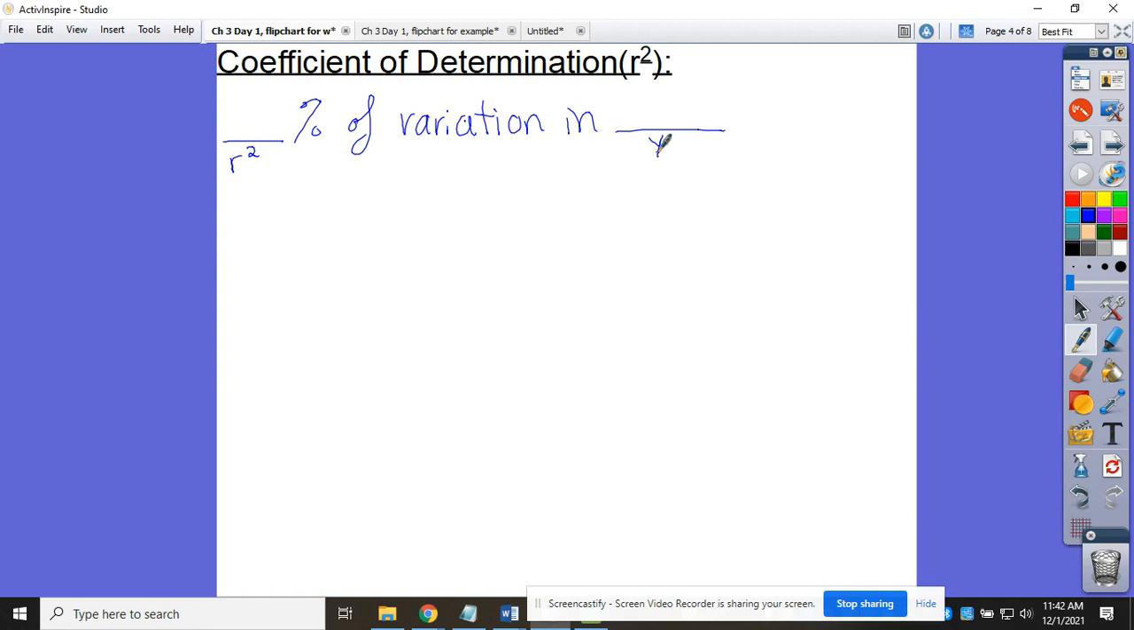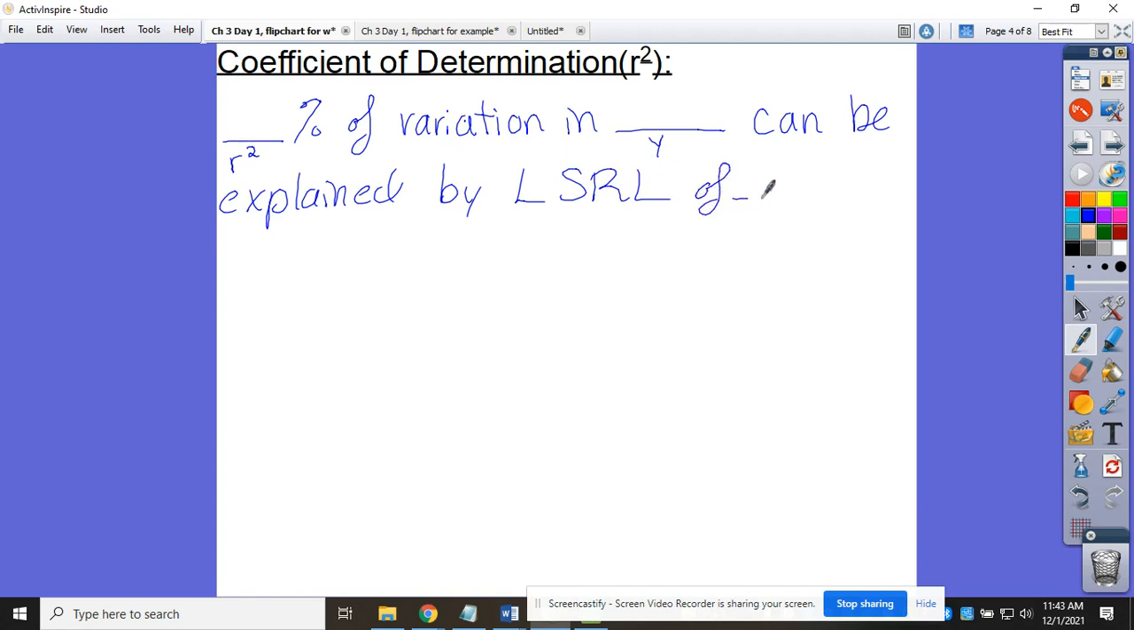This is whatever your y is. So we are predicting our y. So the percent that we are wrong, or percent that we can be wrong by, the percent of variation in y can be explained by the line we just came up with. And this is least squared regression line. We use that a lot. Of y on x.